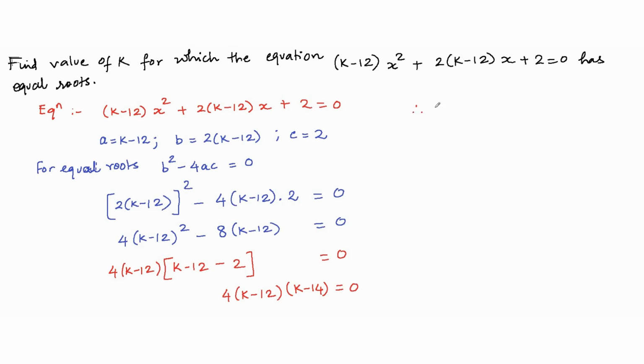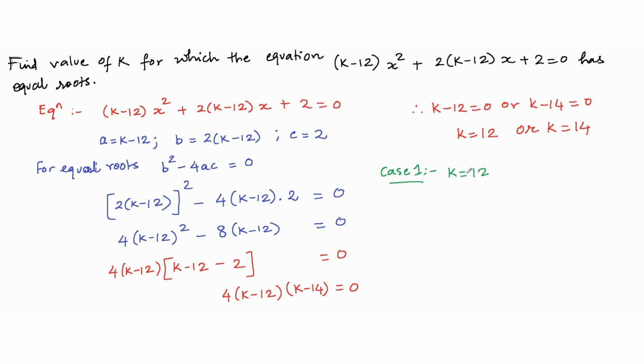And therefore, what I can say is either one of these two terms has to be 0. So either k minus 12 is 0 or k minus 14 is equal to 0, which means k is either equal to 12 or k is equal to 14. So now let's check what happens to the equation in case of k equal to 12 and k equal to 14. Of course, we have got two values for k. We just want to check if the quadratic equation is still maintained.